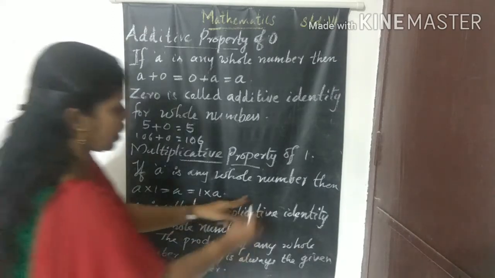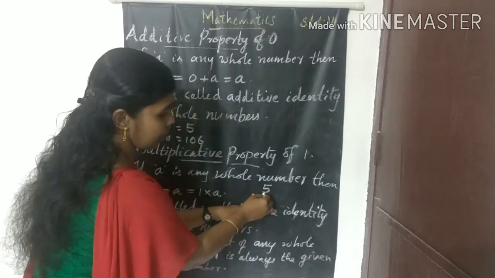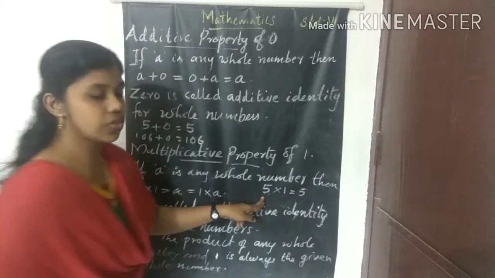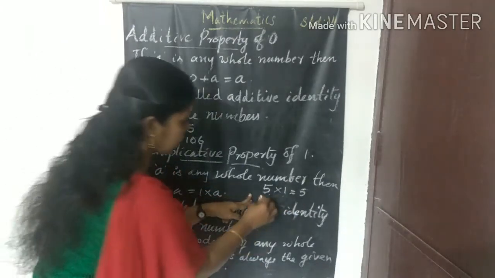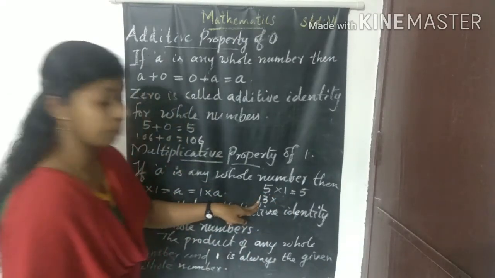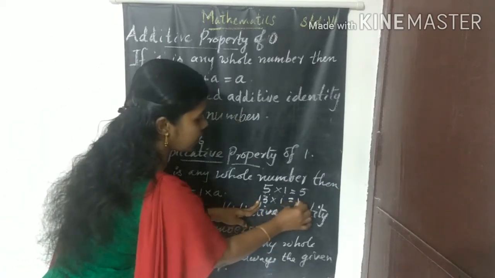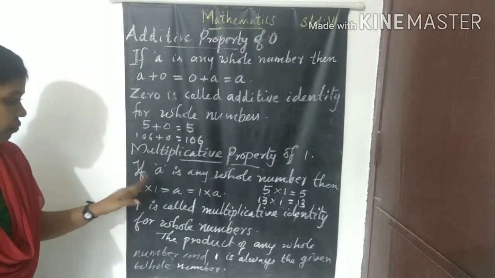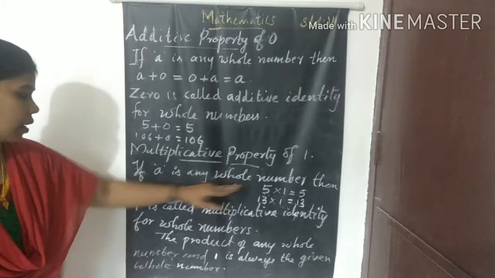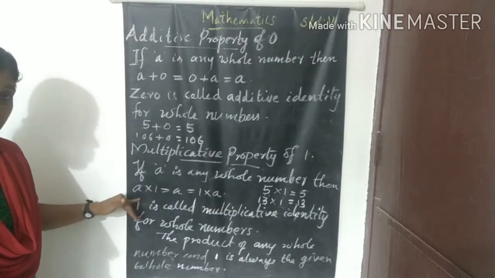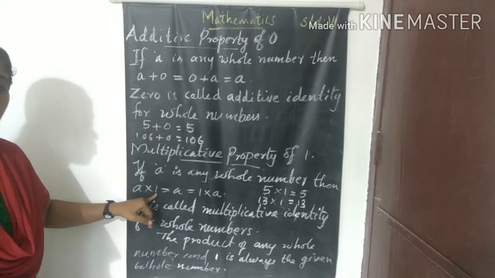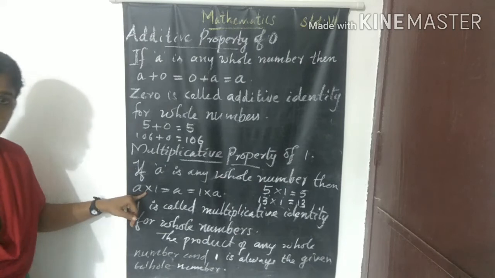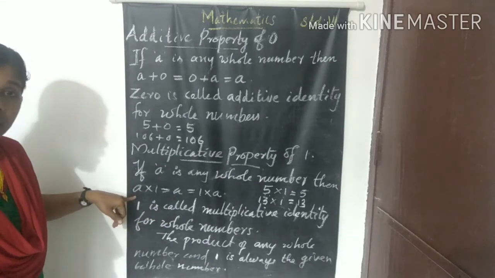That means the product of any whole number and 1 is always the same whole number. Another example: the product of the whole number 13 and 1 is always the given whole number 13. In general form, if a is any whole number, then a into 1, the product of that whole number and 1, equals a. Any whole number multiplied by 1 always gives that whole number.